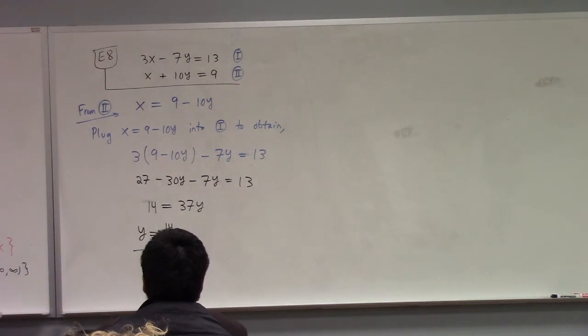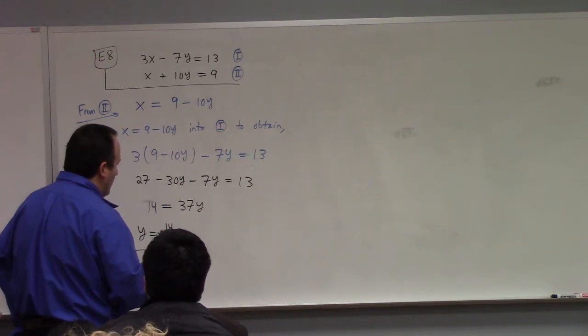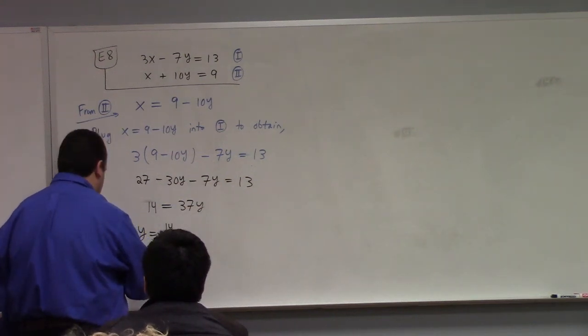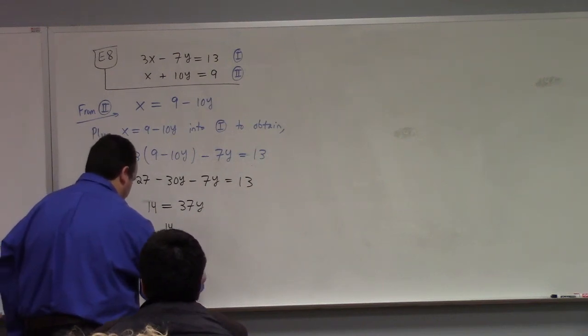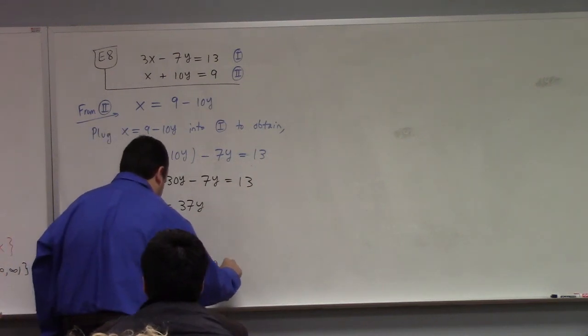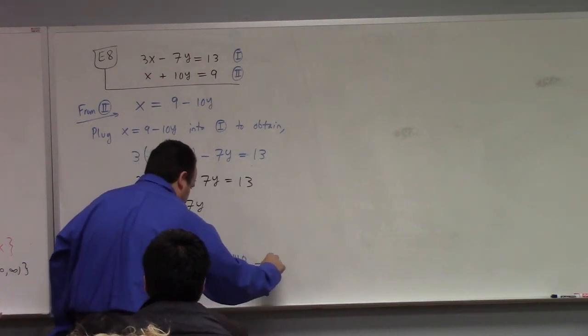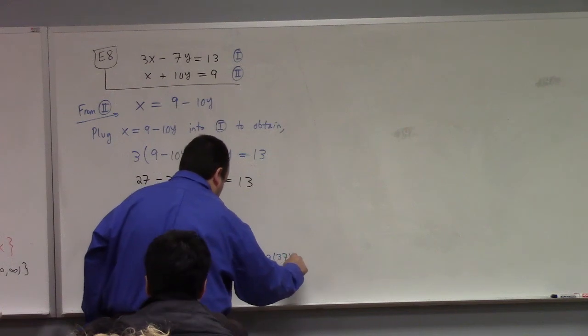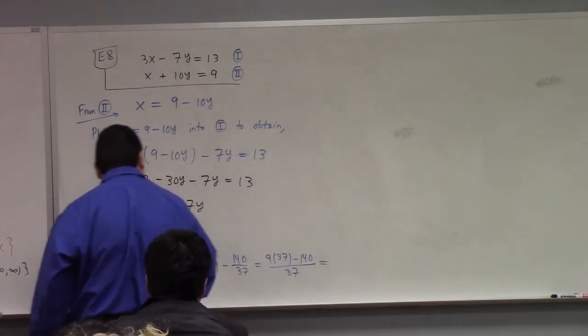What's x equal to? Plug in. Isn't it minus 37? Minus 30, because minus 7 moved to the other side. So x is equal to 9 minus 10y, which is 9 minus 140 over 37, which is 9 times 37 minus 140 over 37, which is whatever that is.